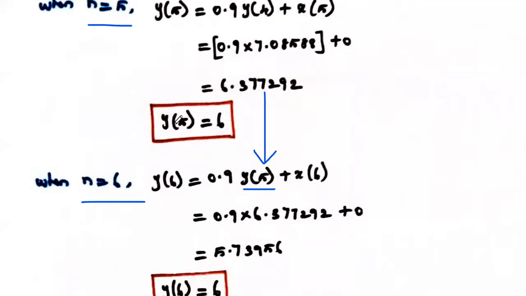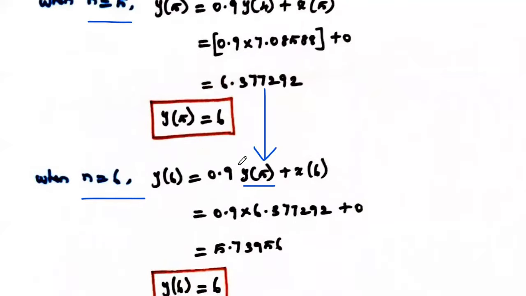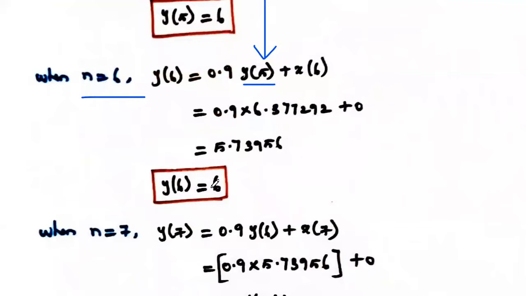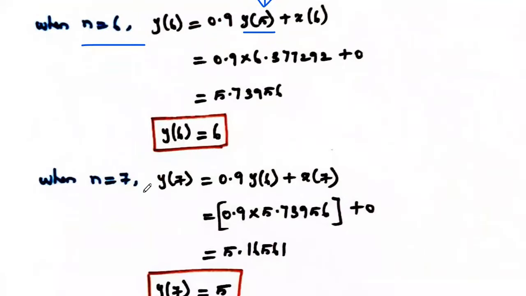Okay, so you see the answer. y of 5 is also 6. At a time n equal to 6 also, you can get the same output 6. Okay, then we can check one more time. So at a time n equal to 7, we are calculating the output.